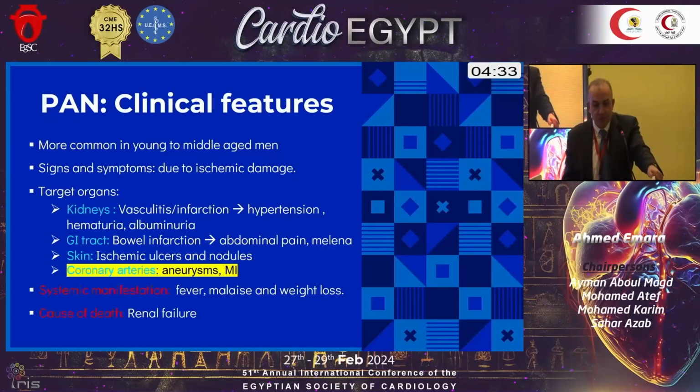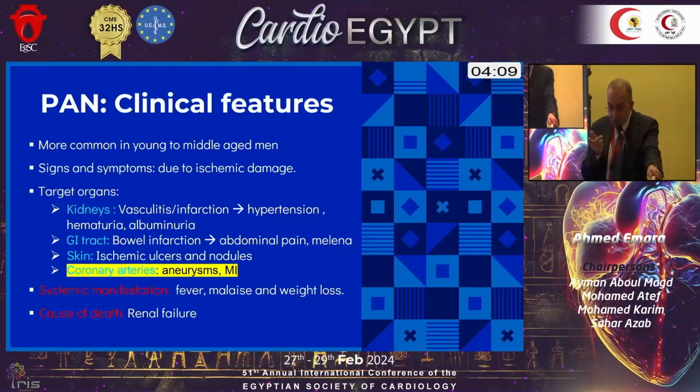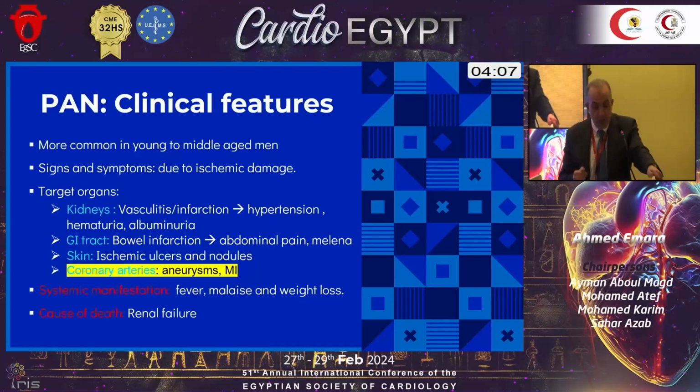Clinical features associated with polyarteritis nodosa are more common in young to middle-aged men. Signs and symptoms are usually due to ischemic damage in the target organs. Kidneys: vasculitis causing infarction, leading to hypertension, hematuria, and albuminuria. GIT: bowel infarction causing melena. Skin: ischemic ulcers. Coronary arteries: cause aneurysm or myocardial infarction. Systemic manifestations are associated with fever, malaise, and weight loss. Usually the cause of death is renal failure, because kidney affection usually precedes coronary affection.